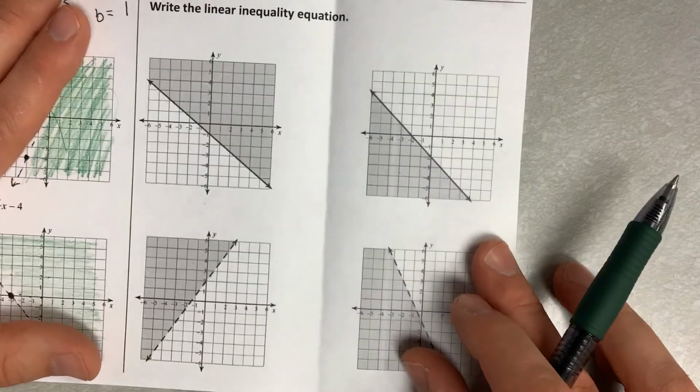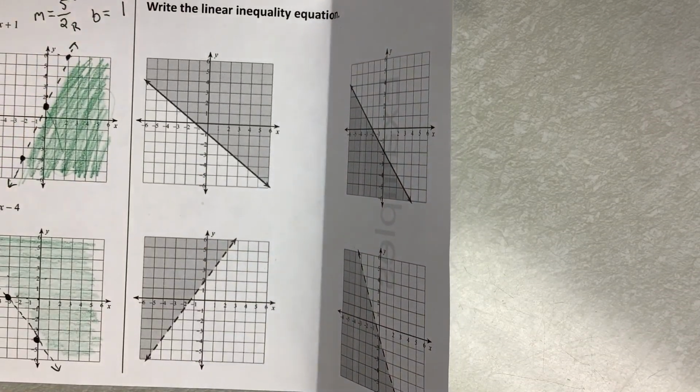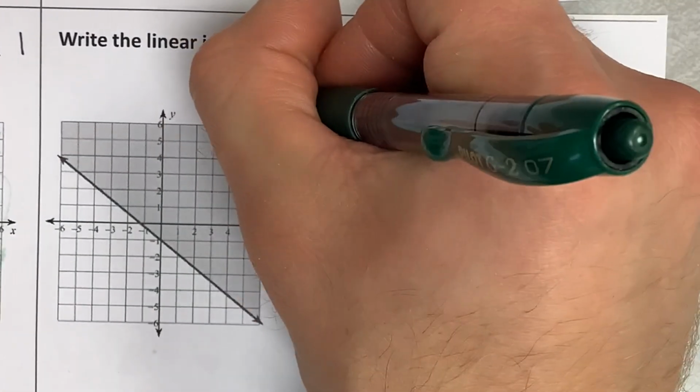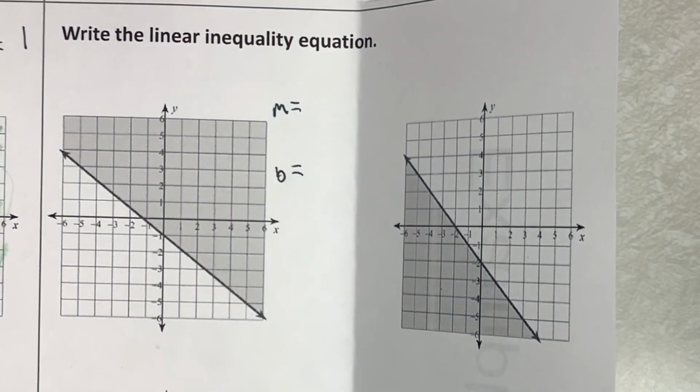Now let's go to the other type of questions. This time they give me a graph, and now I have to write the inequality. So let's just jump right into it. First things first, I need to write down m equals and b equals, because those are the two things I need to write the slope-intercept form of a line.